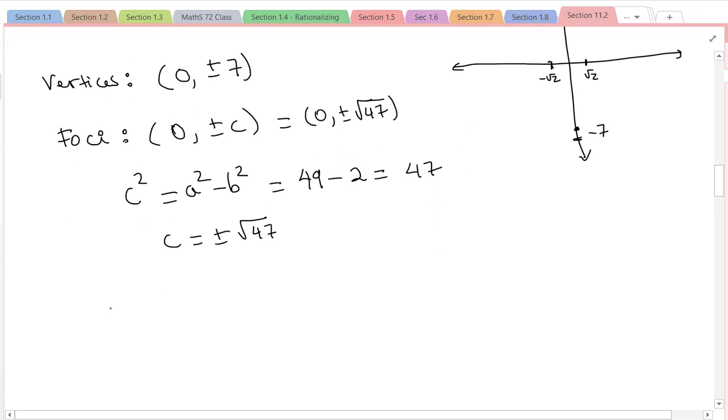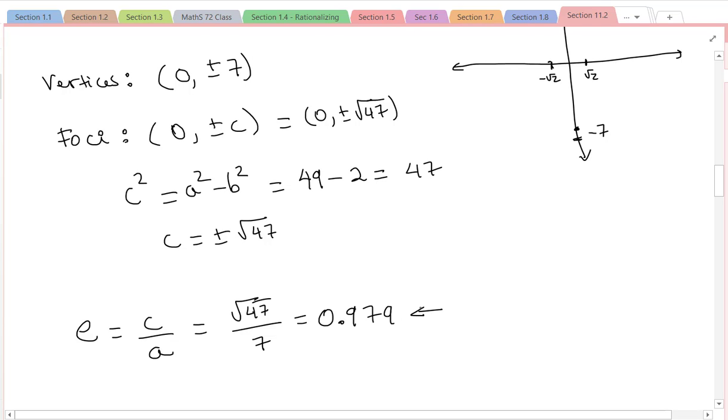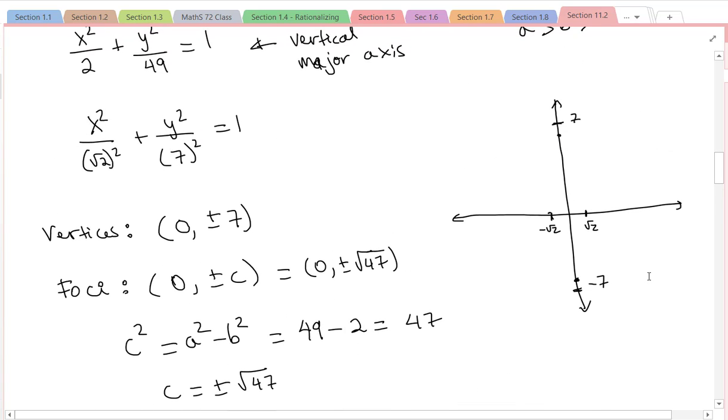And the eccentricity, now that I have c, is c over a. So this is going to be the square root of 47 divided by 7. And when you do this one on your calculator, you get 0.979, which, notice, is very close to 1. So that means that the ellipse is very elongated, which we kind of anticipated by just plotting the vertices.